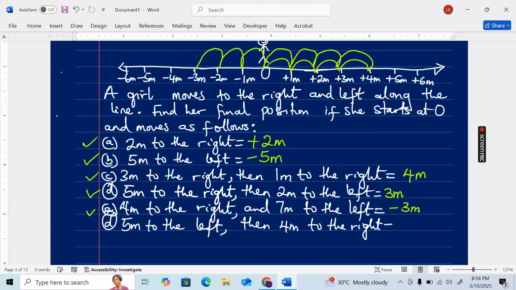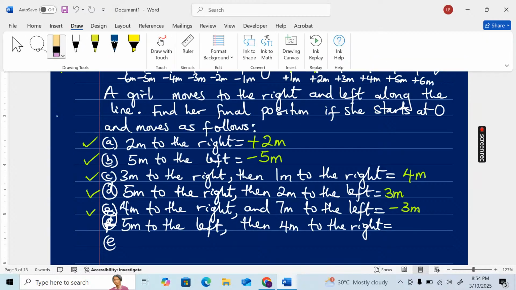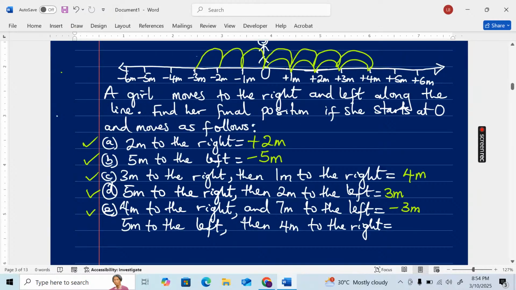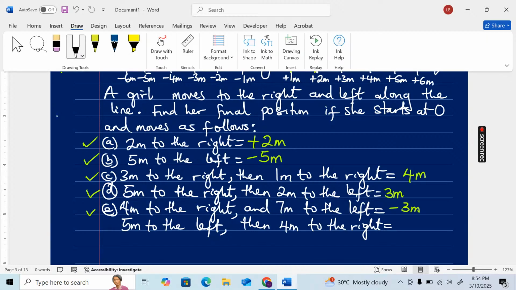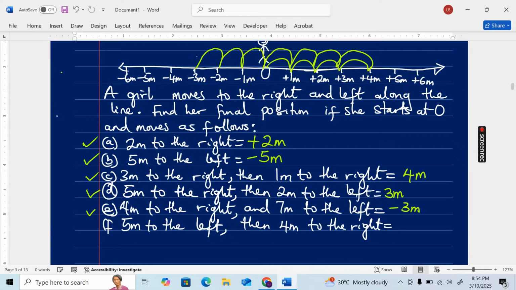Your answer must be in meters. So go ahead and post in the comment section the answer to F, the F part of the question, not D, not E, sorry, that should be F. Post the answer to F only, don't post the answer to G.